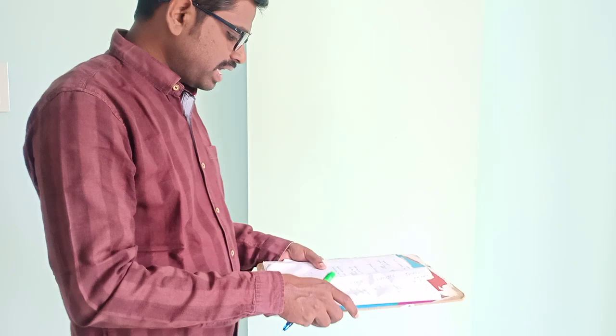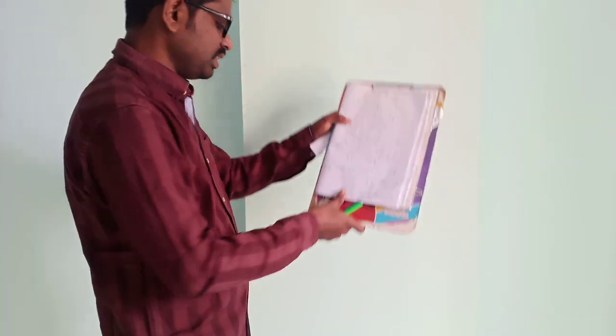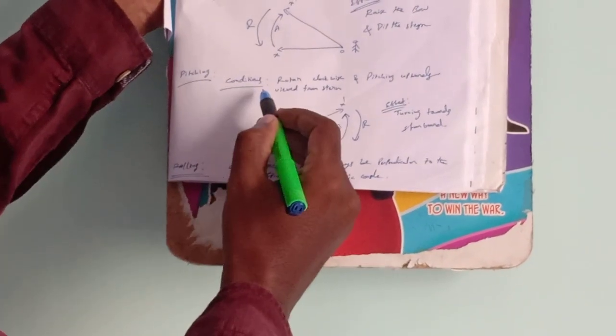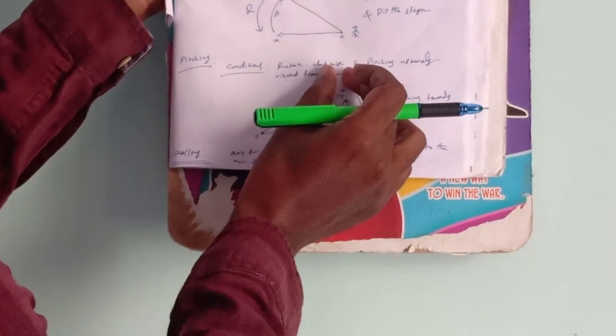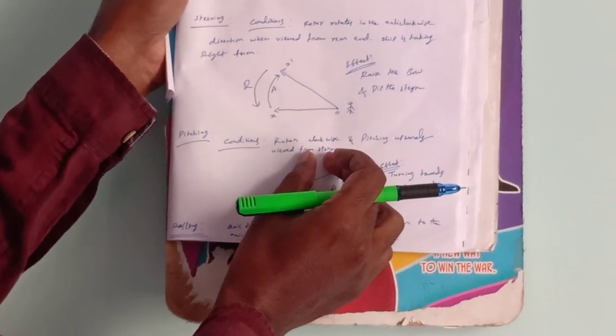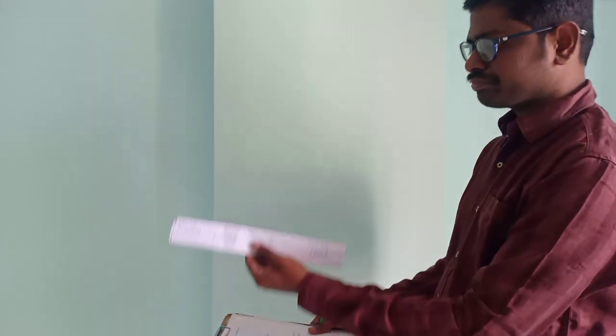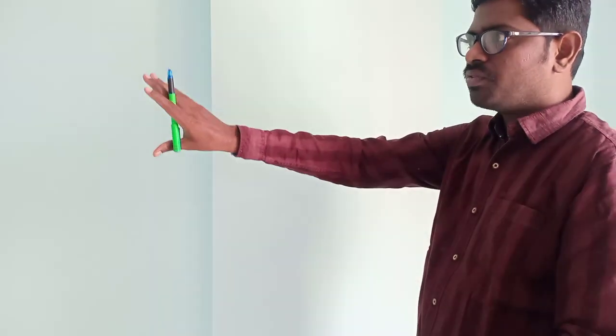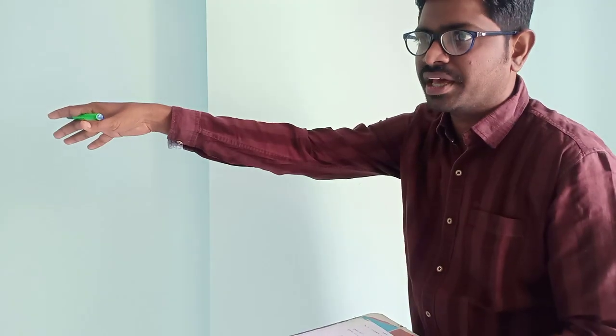This also I will explain with the help of the diagram. Here I have taken the conditions like this. You see, this is the pitching moment. Conditions: rotor is rotating in the clockwise direction when viewed from the stern, means from the rear end, and pitching upward. You see, now I will explain. Ship is like this. Rotor is rotating like this, clockwise direction when viewed from rear.